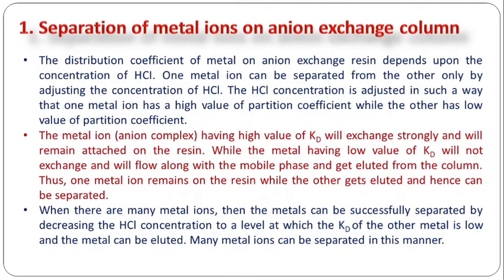So if we are decreasing the concentration of HCl, what will happen? For some metal anion complexes, the distribution coefficient decreases. If the distribution coefficient decreases, then there will be fast exchange between the resin and the mobile phase, that is, between the stationary phase and the mobile phase. So they will flow along with the mobile phase and get eluted very fast. Many metal ions can be separated by this method.